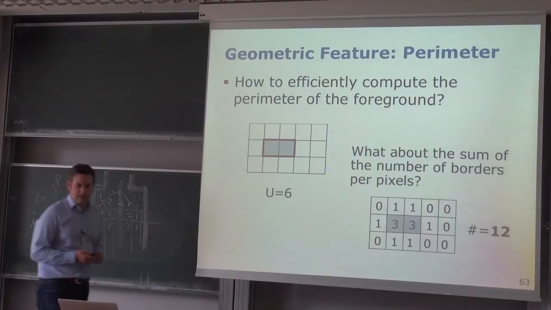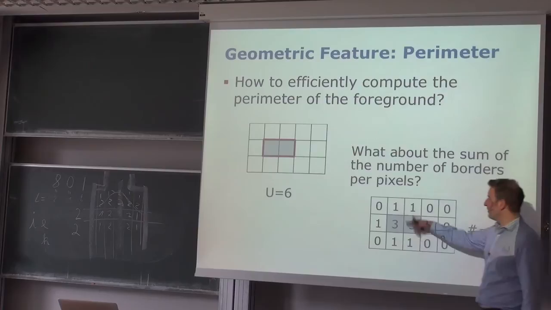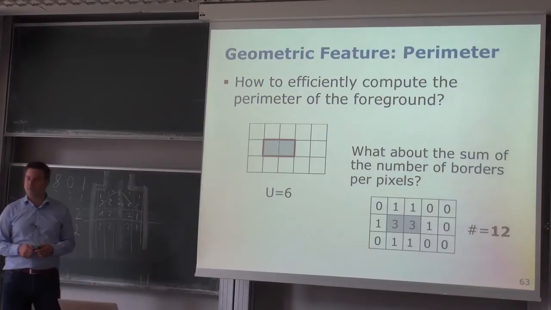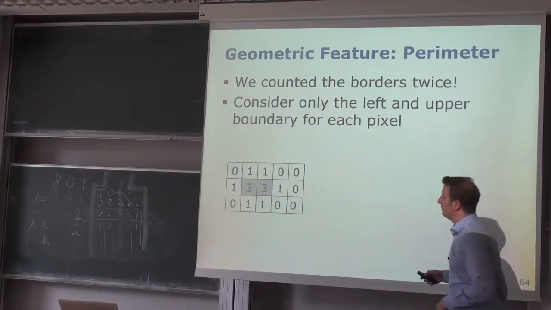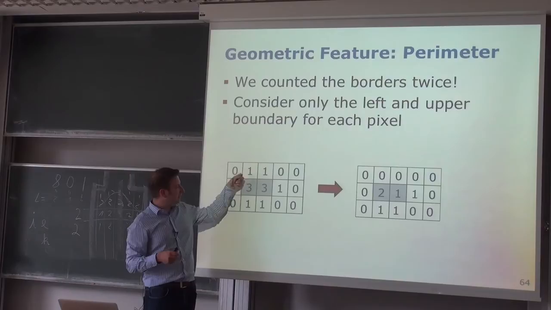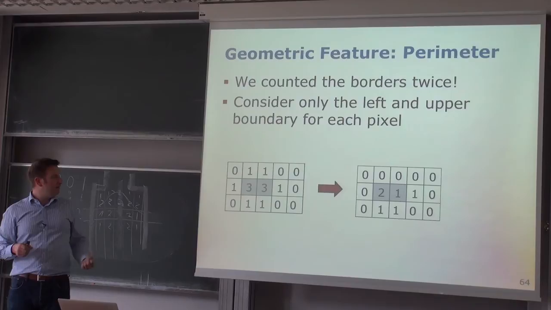But what basically happens is that we counted all those borders twice, one from the inside and one from the outside. So now that I counted everything twice, we can simply divide this value by 2. Or I say I just count only half of the border, so only the border to the left or to the bottom.